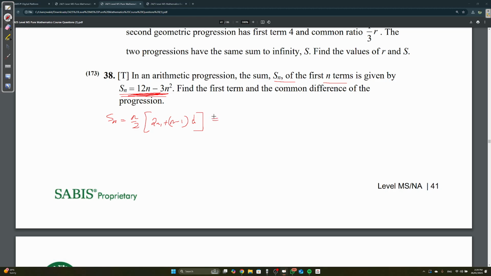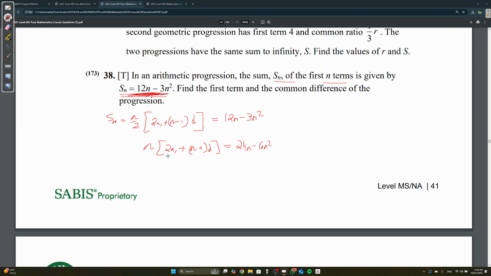You know what? No, I don't want to distribute. Sn is equal to this, and they told us Sn is equal to 12n minus 3n squared. You can just solve this equation. You can distribute the n over 2, but I hate working with fractions because I'm going to get n minus 1d over 2, which is disgusting. Okay, so I'm going to multiply by 2 on both sides. So I'm going to get n(2a1 plus n minus 1 d) is equal to 24n minus 6n squared.